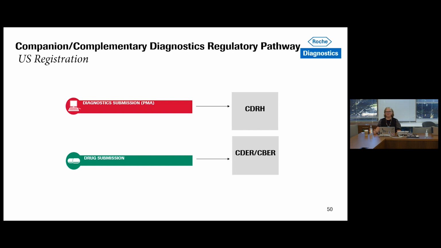The diagnostic submission pathway goes into the CDRH division in parallel with the drug submission. So one of the roles of my team in a companion diagnostics role is to ensure these timelines are in parallel, because the approval of the diagnostic and the approval of the drug need to come out contemporaneously, which practically means within plus or minus 30 days. So it's a pretty tight window we need to reach.